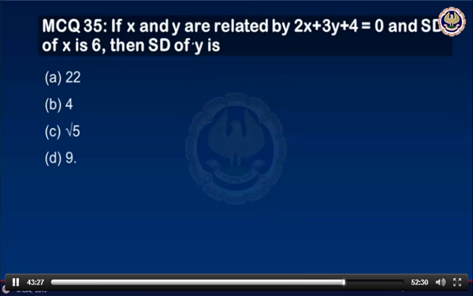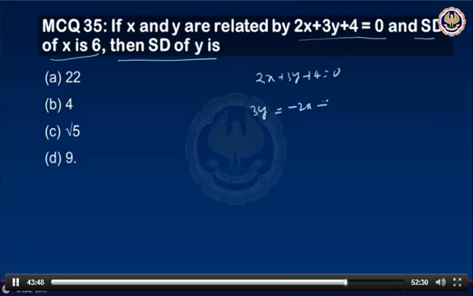MCQ 35. If x and y are related by 2x plus 3y plus 4 equal to 0, and SD of x is 6, then SD of y. Here we first see the equation 2x plus 3y plus 4 equal to 0. Now we express this equation in terms of y: 3y equal to minus 2x minus 4, and y equal to minus 2 by 3 into x minus 4 by 3.